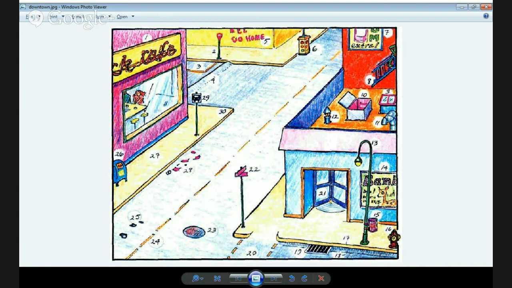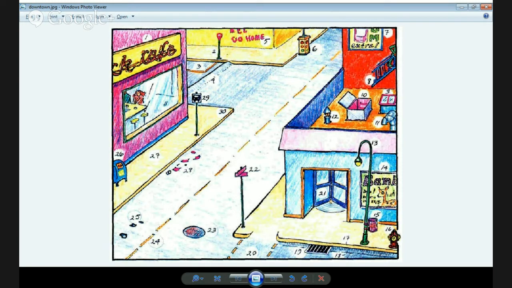Number 20. Number 20 is not directly in front of the door. Number 19 is directly in front of the door. Yes, number 19. So, what's the purpose of number 19? What does it do? What's its function? That kind of a hole, what does it do? This is for water. Exactly. It's for water. We call that the drain. The drain, okay.